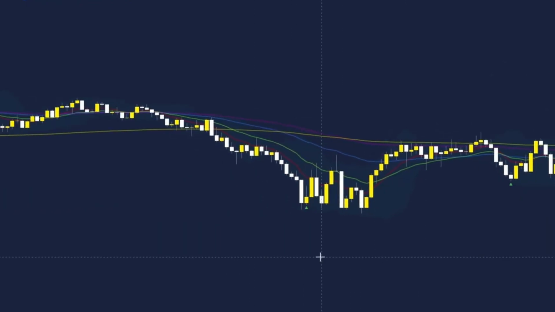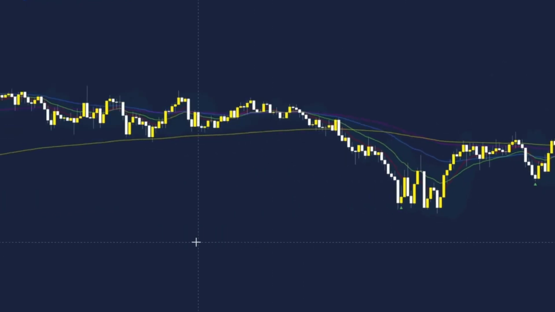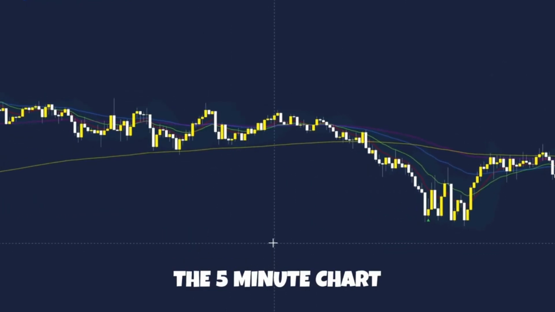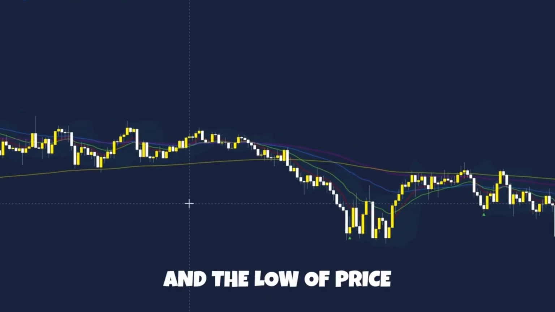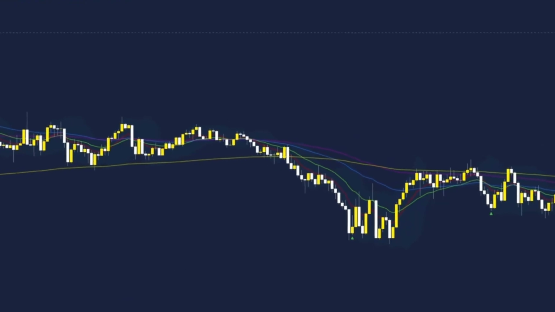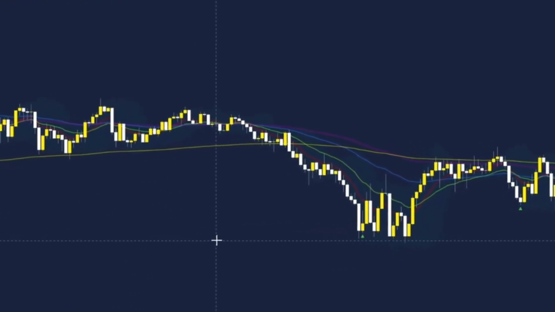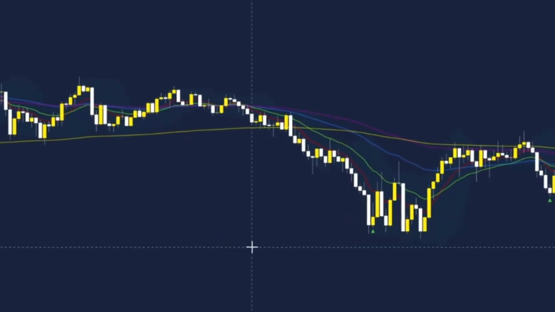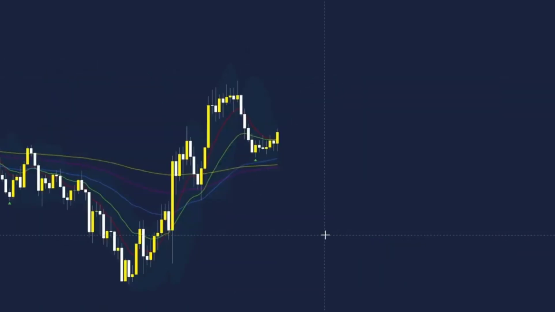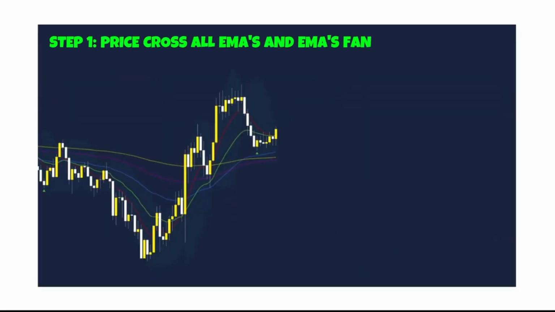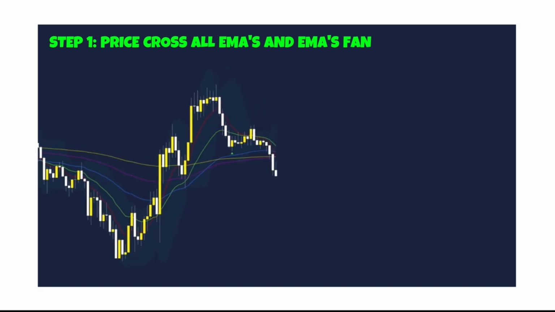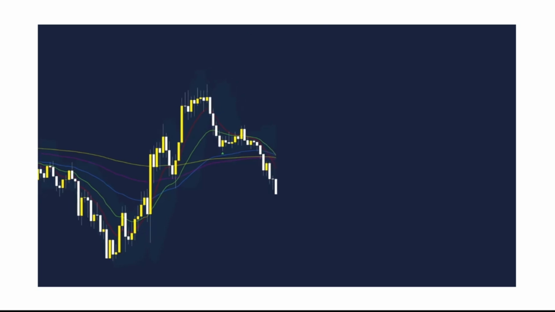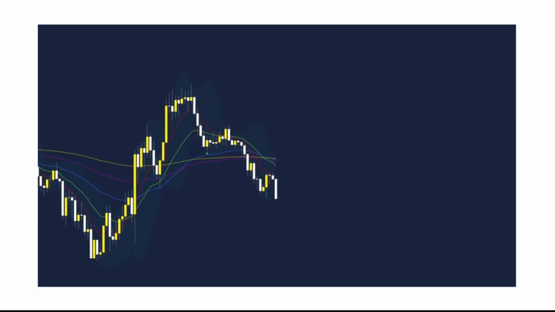We're going to be targeting the high and low of the market. I'm focusing on the 5-minute chart. So we'll be watching for the high of price and the low of price on this time frame. But don't worry, this extreme signal indicator will tell us exactly where to enter with precision. And step 1 for this strategy is simple. We want to see price cross and close past all of the exponential moving average lines. We need to see a clear gap between the EMAs and price moving away.